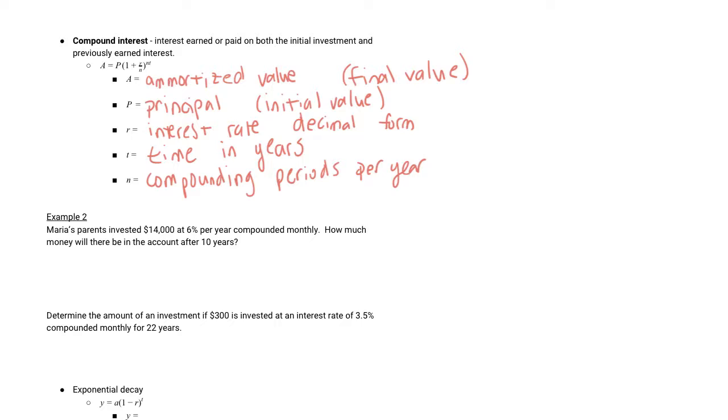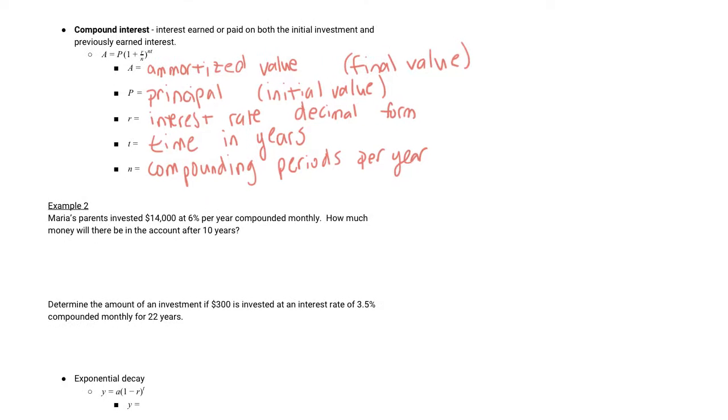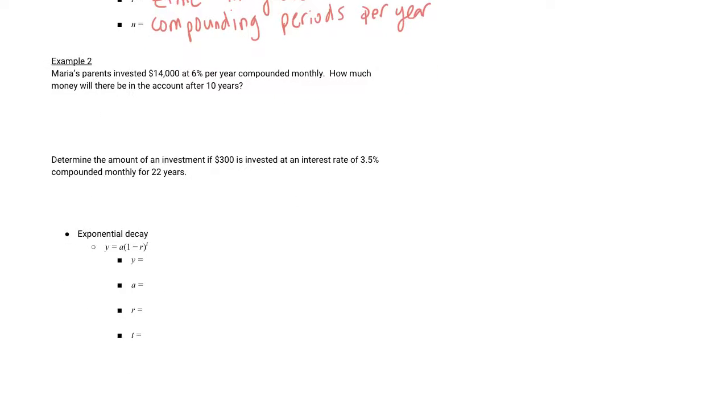If it's compounded monthly, how many months are there in a year? 12. So there's 12 compounding periods per year. Quarterly, 4 times a year. Okay, you get the drift. It just depends on how often that interest is compounded, and that's the end value. So really similar to the one above, we just added that extra compounding period part. Let's do example 2 here.